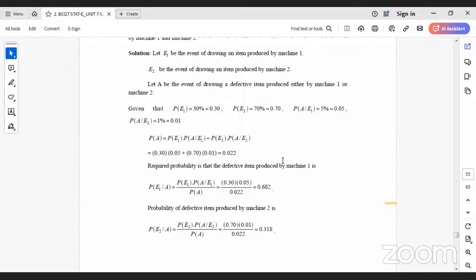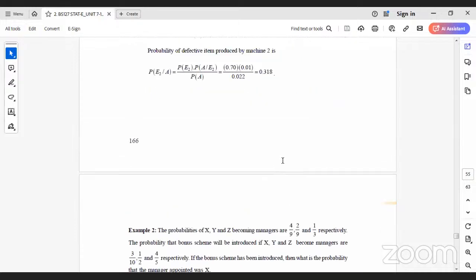Yes, sir. 0.68181881, that's how it came, sir. Okay, E2/A. Yes, sir. 0.318, correct, sir. Very good. So therefore this is the solution of the first problem.